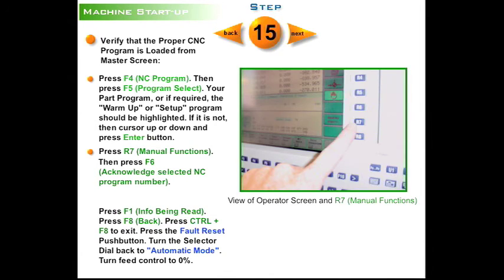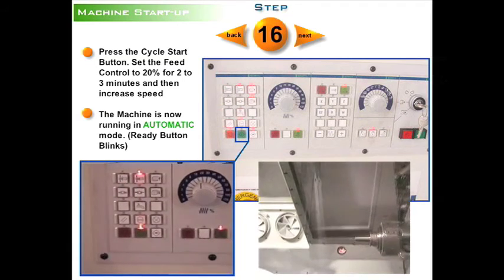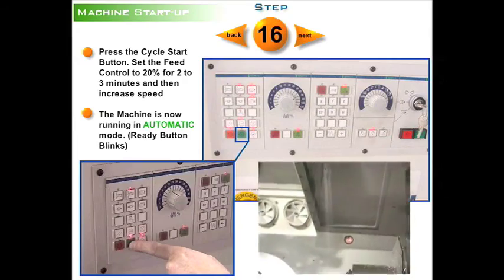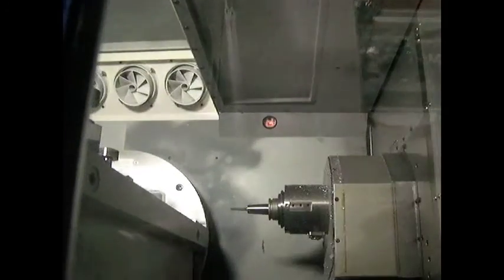Turn the mode selector switch to auto mode. Press the fault reset push button and set the feed override switch to 0. Press the cycle start push button, set the feed control to 20% for 2 or 3 minutes. Then increase the speed. The machine is running in automatic.